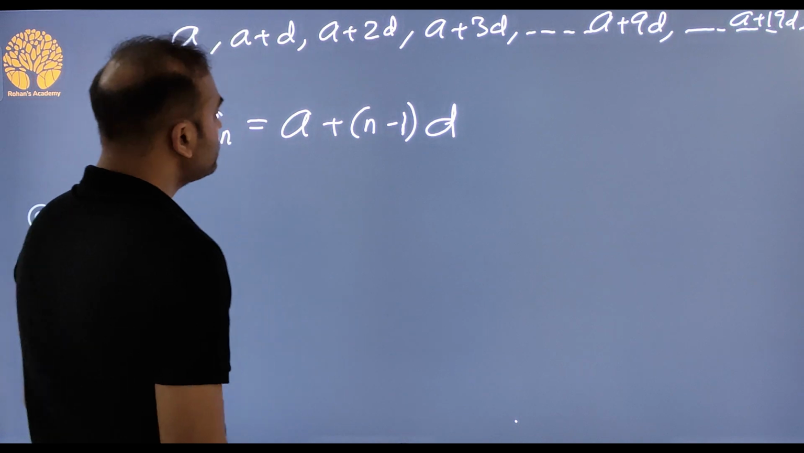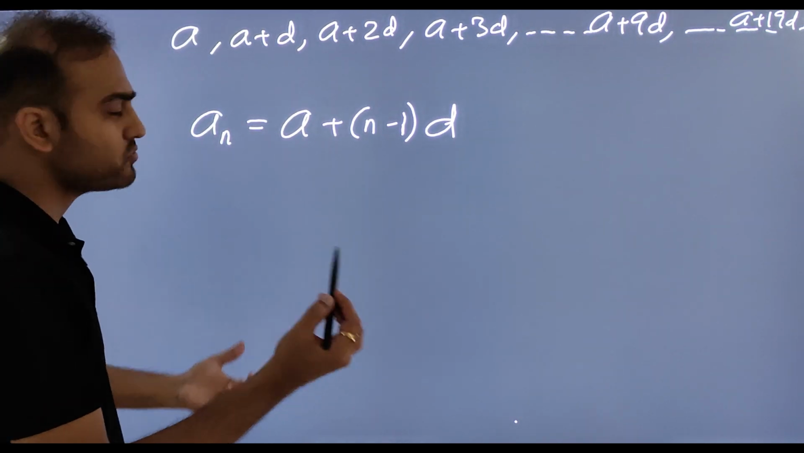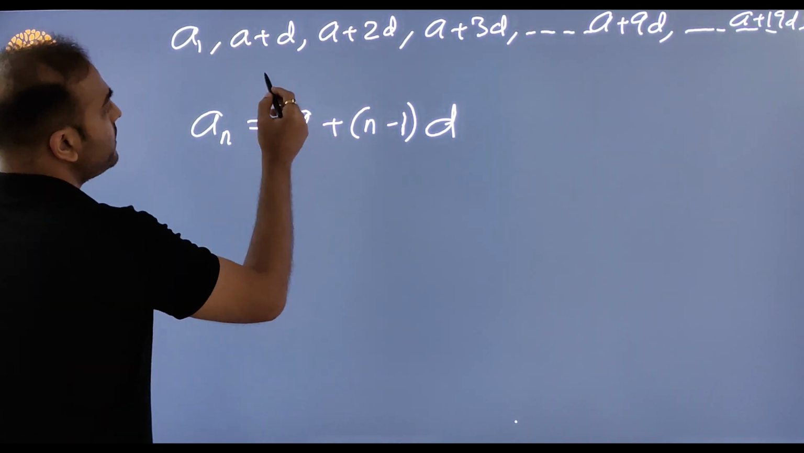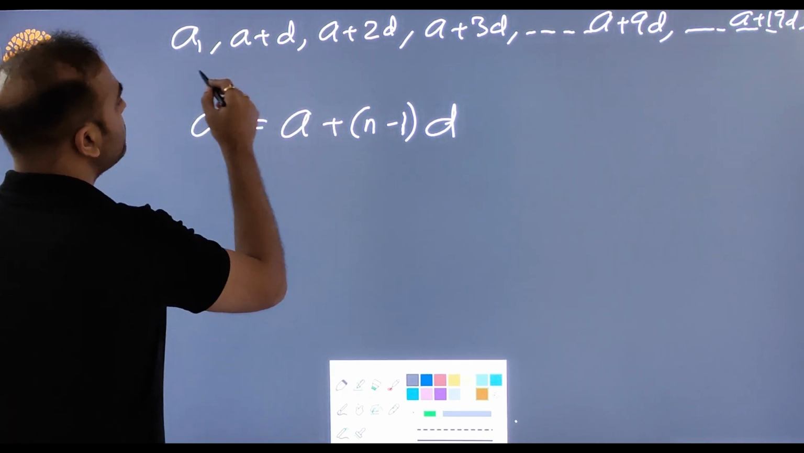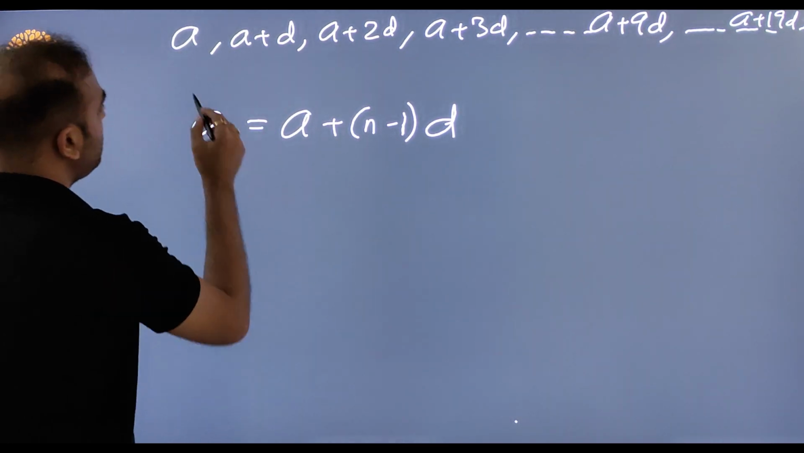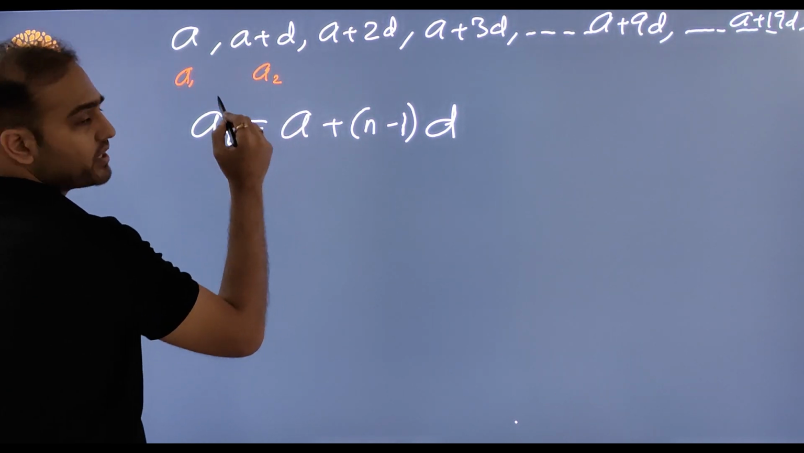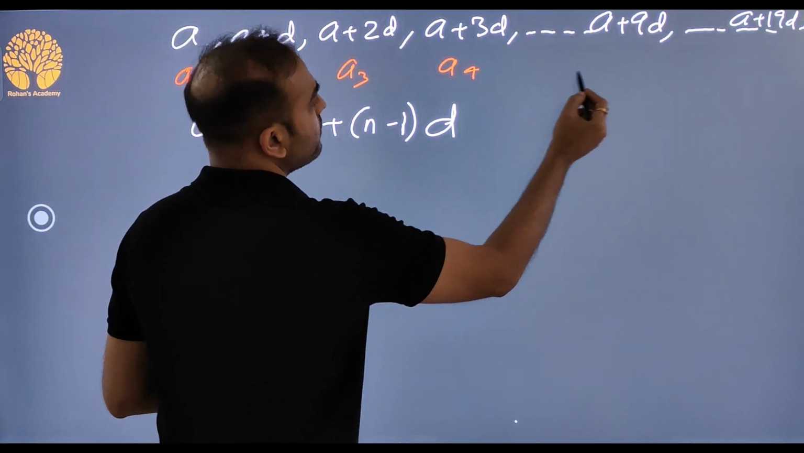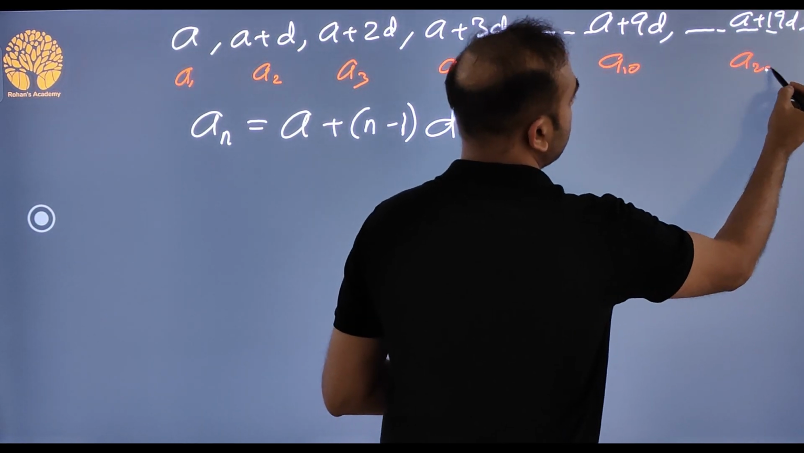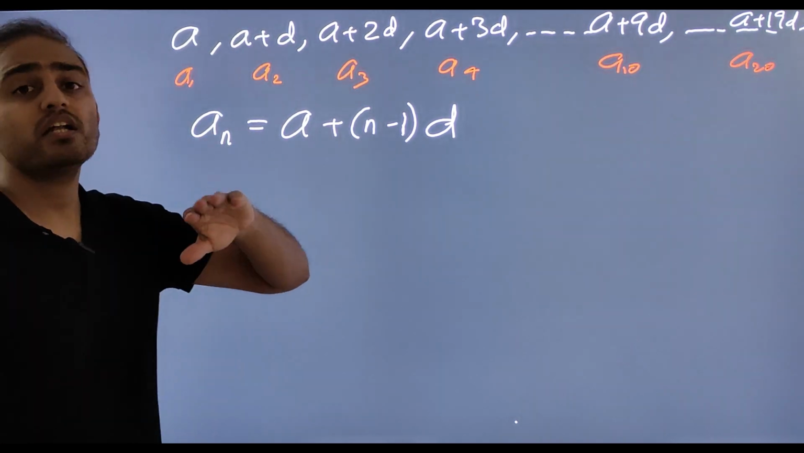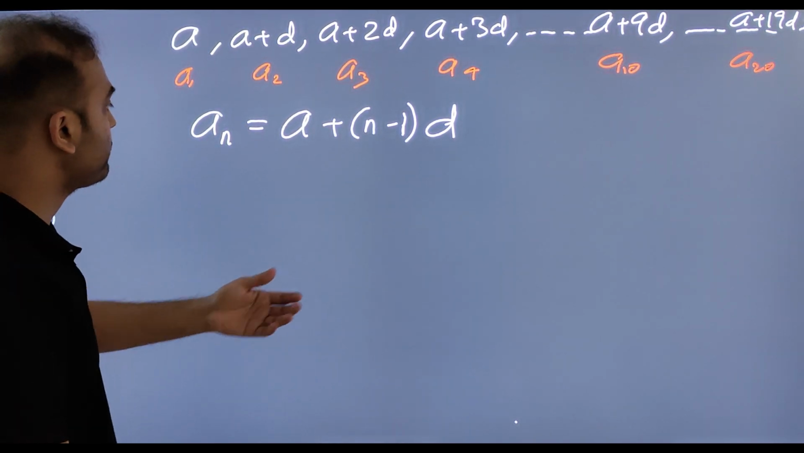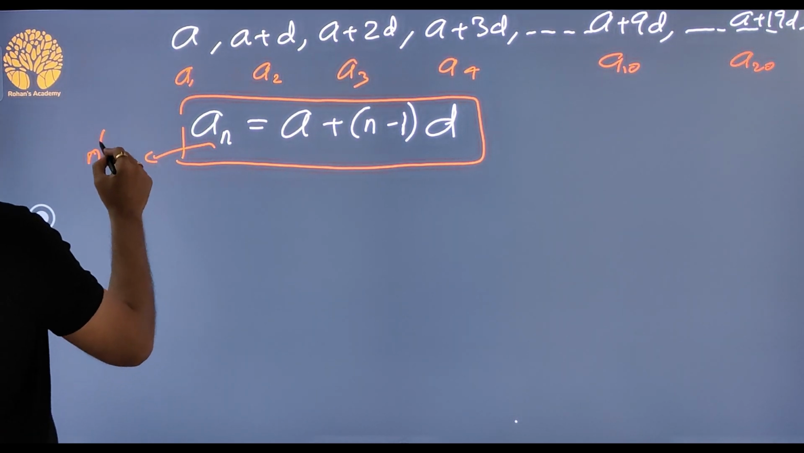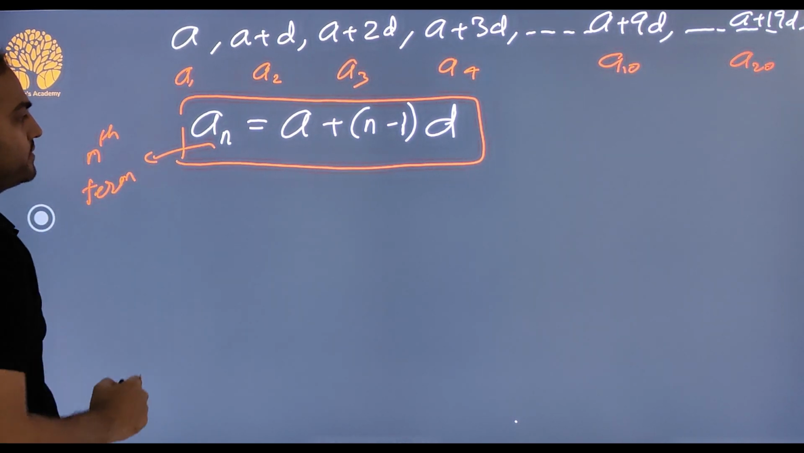Now a lot of us get confused about what this n is and why we write it. As I said, the first term you can write as A1 or A. The first term can be written as A1, then the second term will be written as A2. A2 tells you that it is the second term of the series. A3, A4, A10, A20. So this n tells you what term number it is. So an will tell you that this is the nth term of the series.